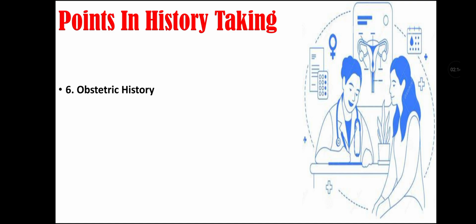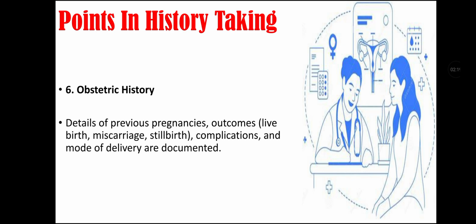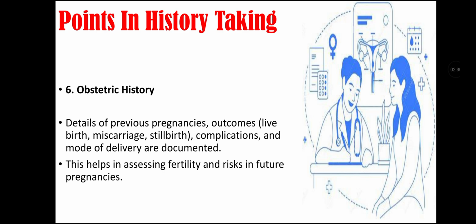At fifth step we do in gynecological history taking is obstetric history. It is detail of previous pregnancies, outcomes like live birth, miscarriage or stillbirth, and complications and mode of delivery. All of these things are documented. This helps in assessing fertility and risk in future pregnancy.